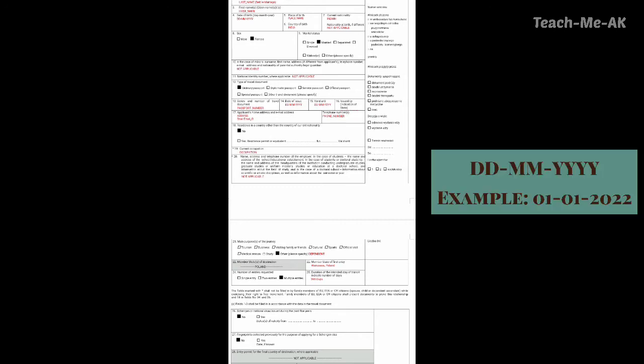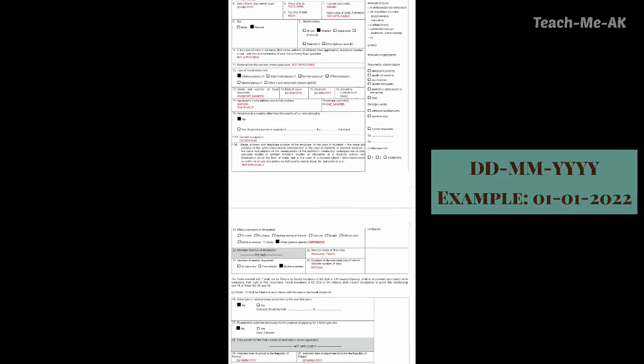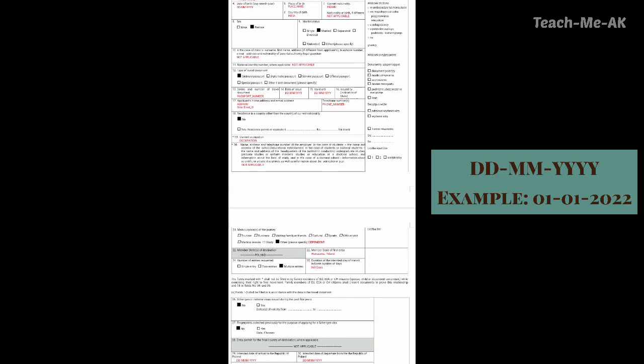And going to the 14th question, date of issue, please mention the date your passport was issued, in the format of DD-MM-YYYY. And going to the 15th question, which is valid until, please mention until when your passport is valid in the format of DD-MM-YYYY. And going to the 16th question, it is actually hidden under the row here, so please mention the place where your passport was issued.